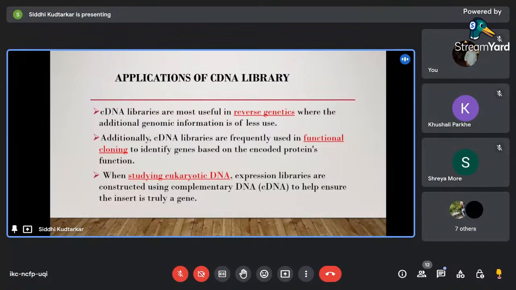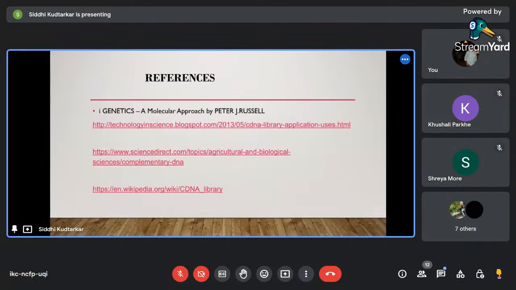And then for studying eukaryotic DNA, expression libraries are constructed. Eukaryotic DNA can be easily studied by using cDNA libraries because we know that the cDNA sequence is truly a gene, that it has no non-coding sequence. These are the references. Thank you.